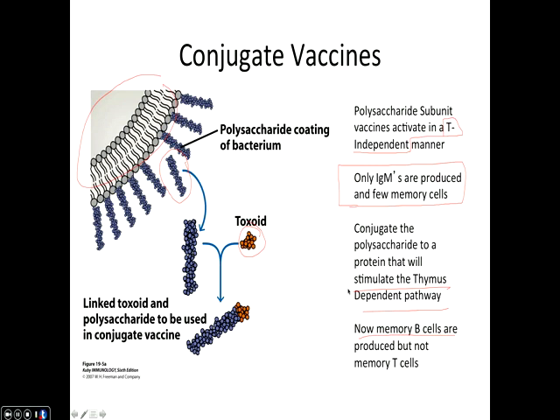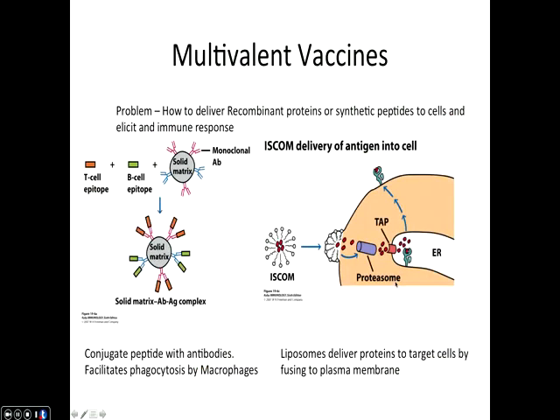You use T helper cells. Those T helper cells are going to produce the cytokines that will stimulate plasma cells differentiating into different classes. You get all the memory cells, and so you get a stronger vaccine. So it's kind of a trick to get things into this thymus dependent pathway.